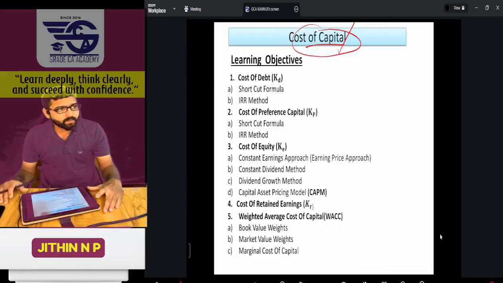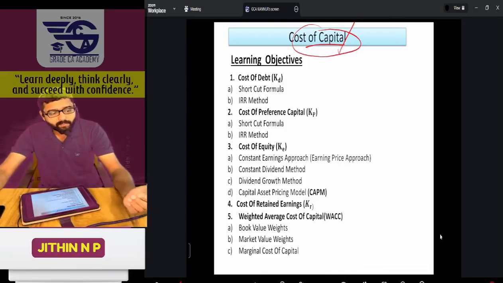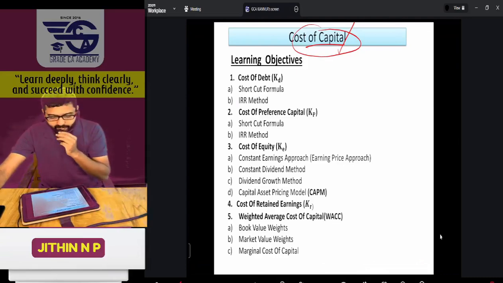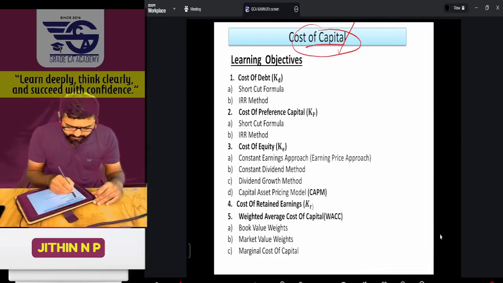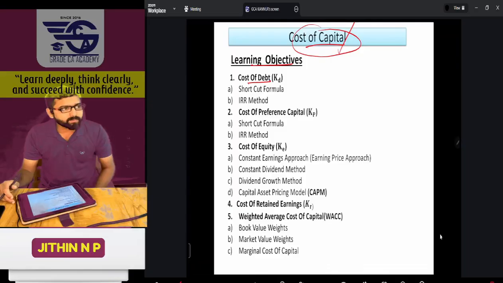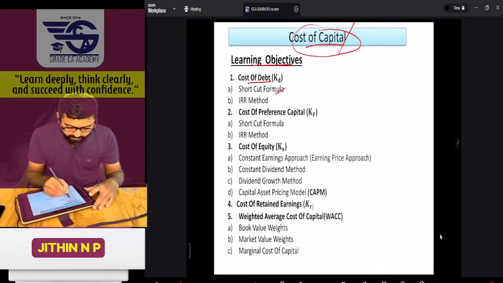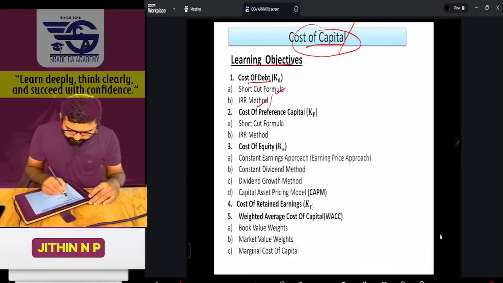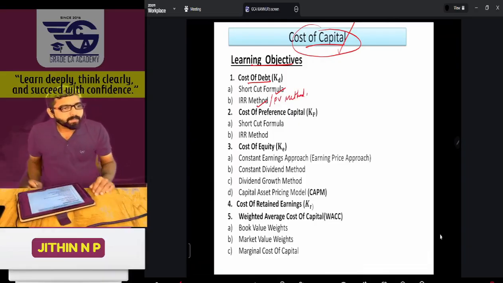There are a lot of sources of capital. Company can raise funds from equity share capital, preference share capital, debentures, loan funds. The learning objective of this chapter starts with cost of debt. How to compute cost of debt fund? There are two methods: shortcut formula and IRR method, or present value method, also called the conceptual method.